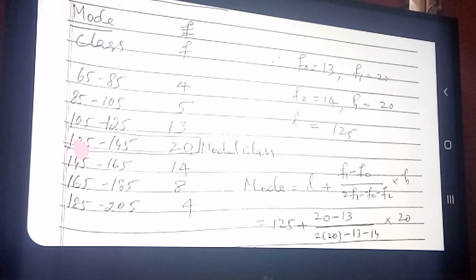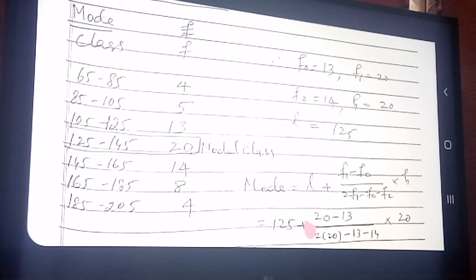Okay. So what is the lower limit? 125. And what is f0? 13. f1 is 20. And f2 is 14. That I have all written here. And h, the class length, is 20. Apply in the formula. Okay, you have to learn the formula by heart. The formula is very important. If any term in the formula is missing, the whole answer is lost, and you will get the mark for that column only.